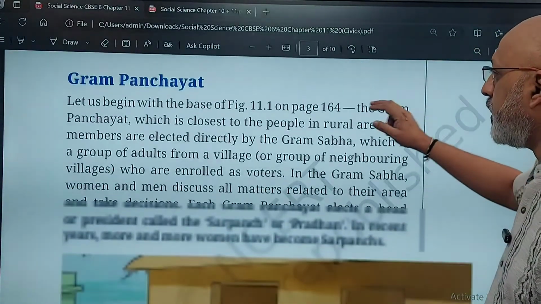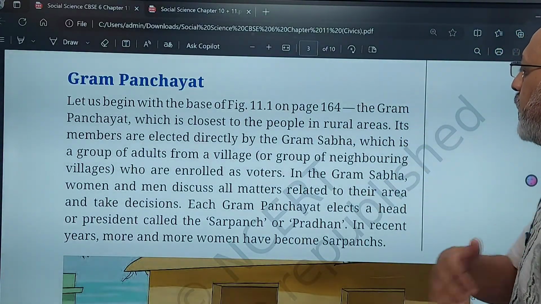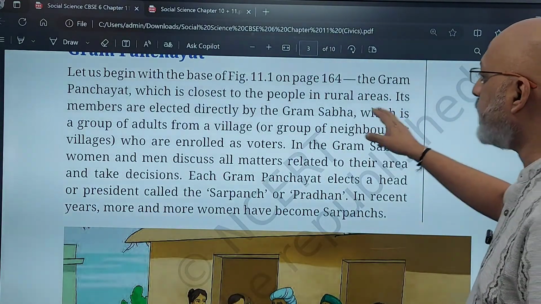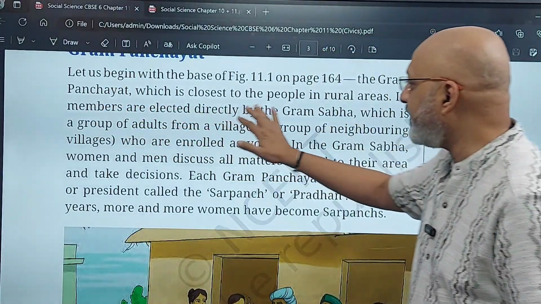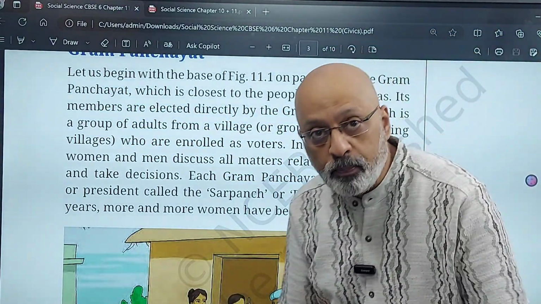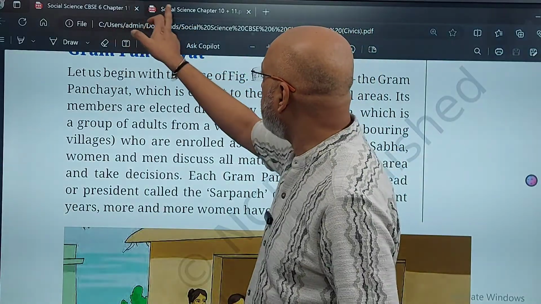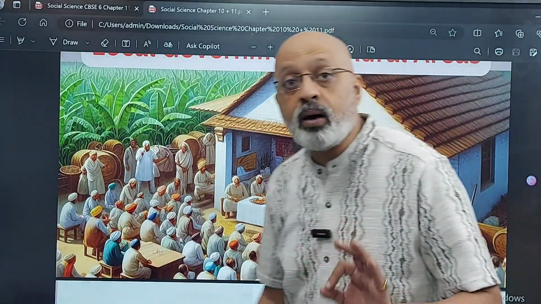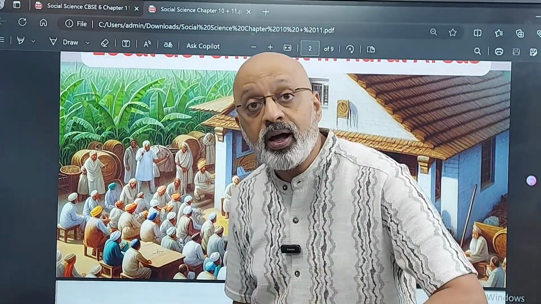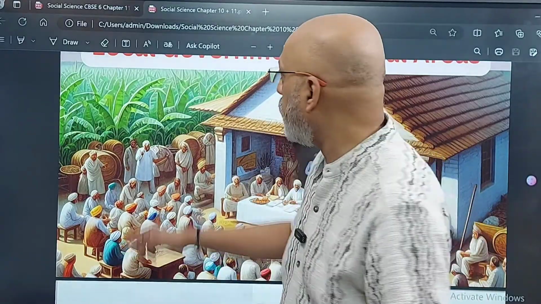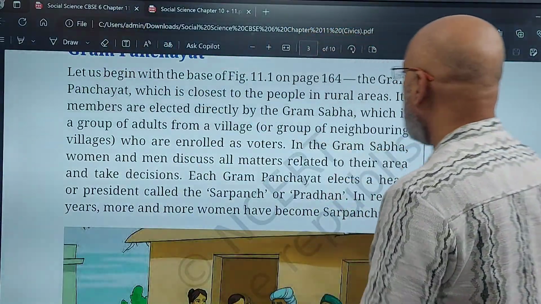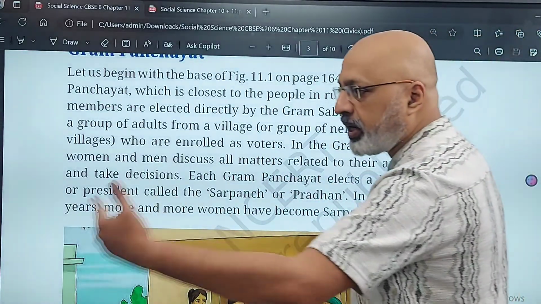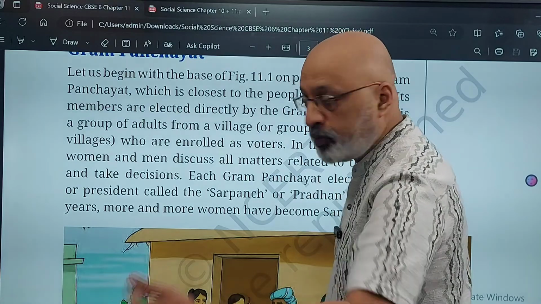Let's move ahead. Let's begin with the base of figure 11.1 on page 164, the gram panchayat, which is closest. It's the members of the panchayat who are elected directly by the gram sabha. So when the entire village sits together, like I showed you in this, this whole meeting is called the Gram Sabha. The Gram Sabha elects the members of the panchayat, which is a group of adults from a village or a group of neighboring villages who are enrolled as voters. That is, if you are above 18 years of age you can vote.